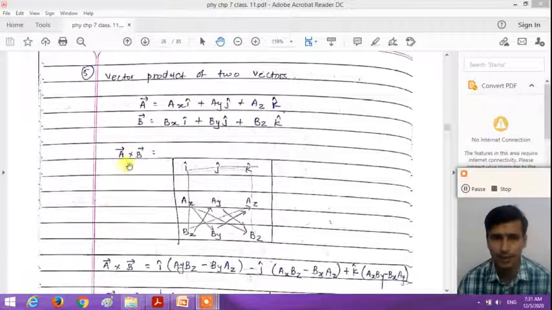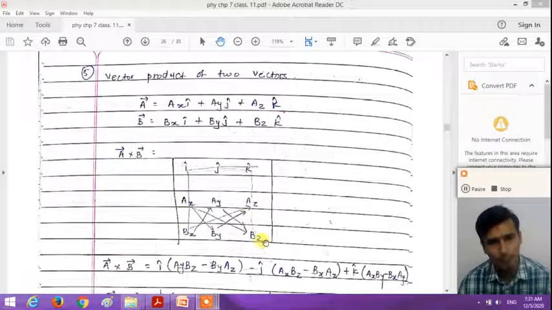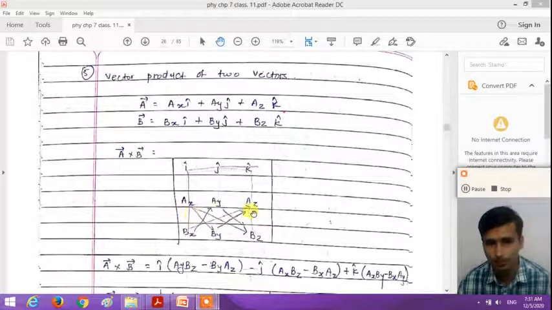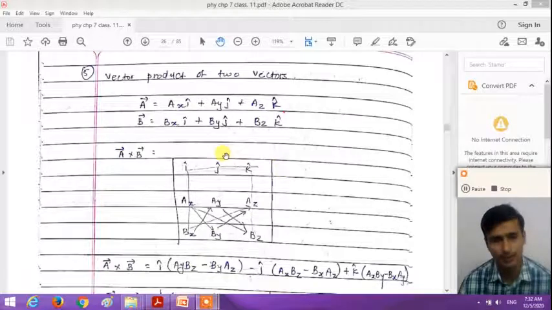If you want to find A cross B, write the components of A first and then the components of B. If you want to find B cross A, write the components of B first and then A. The first row is i, j, k common. Now, how can we find this determinant? First we take the unit vector in the direction of i. So A cross B is equal to i.